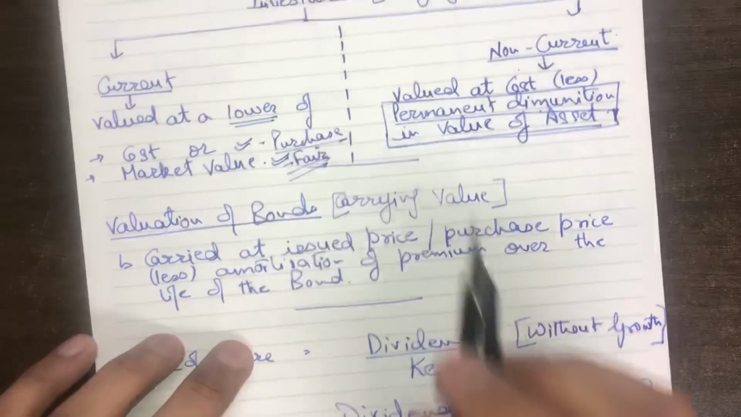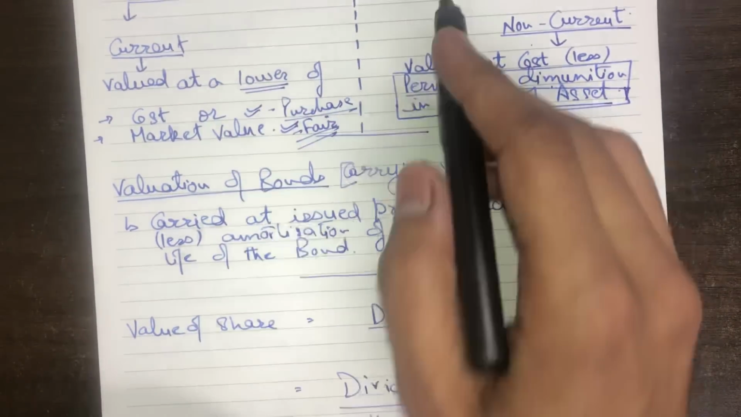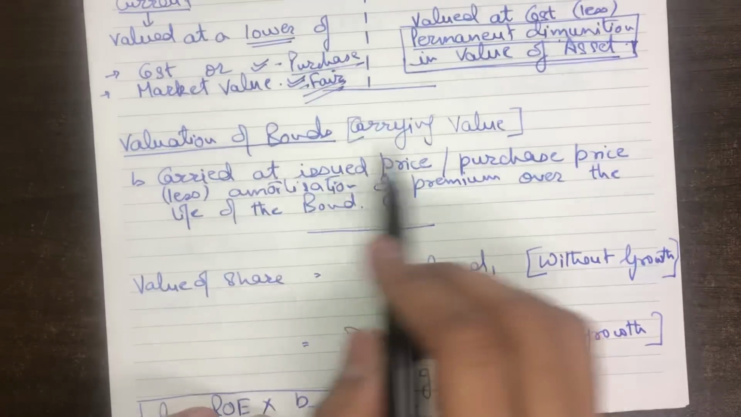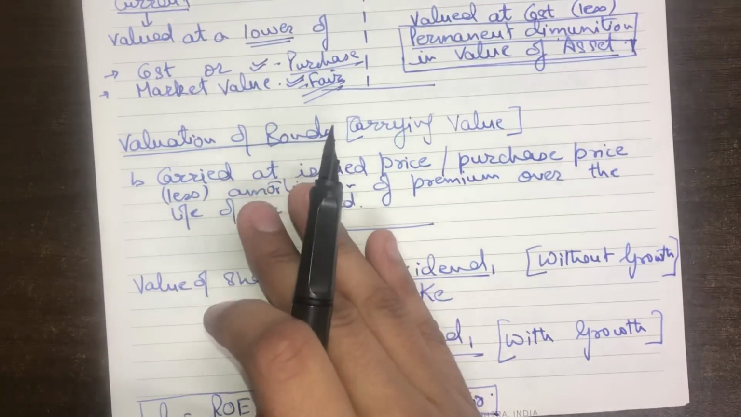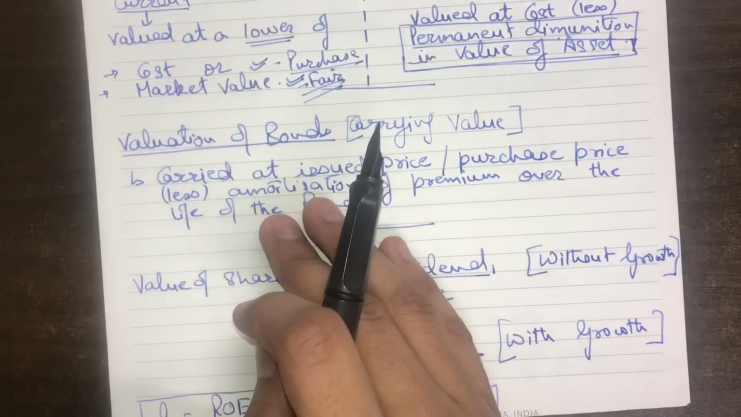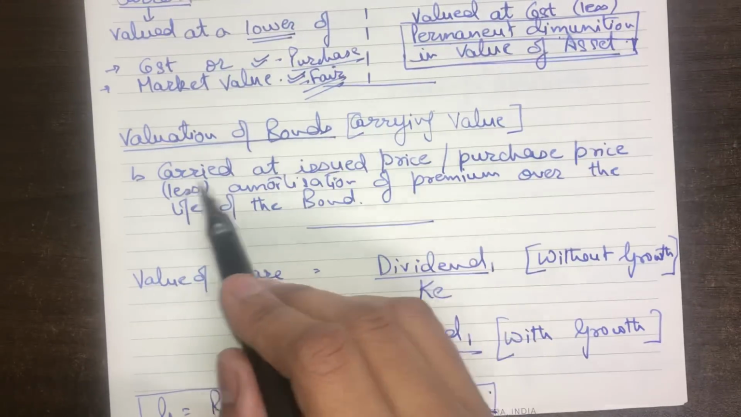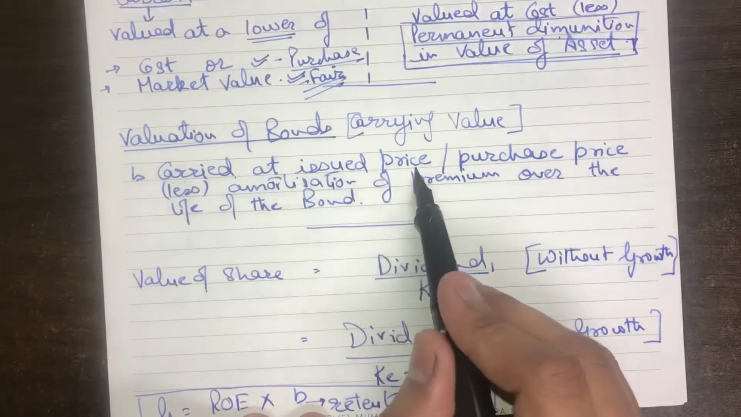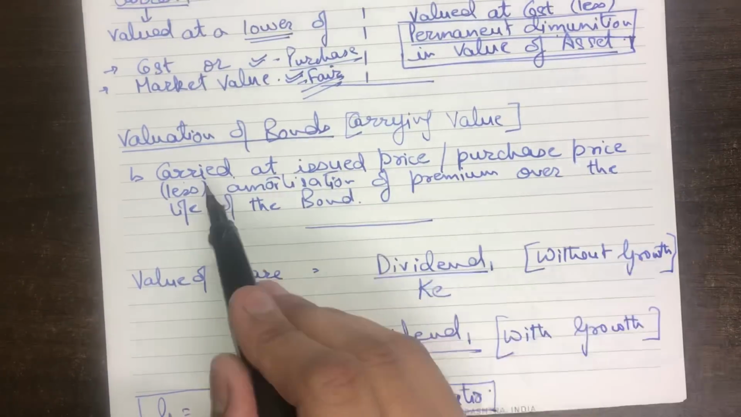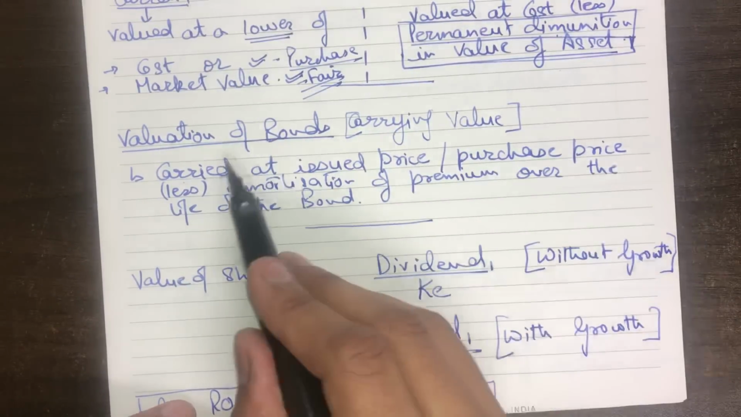So this is the principle of valuation of securities, which primarily includes shares. Next is the carrying amount or value of bonds. What are bonds? Bonds are fixed interest instruments which give you a fixed amount of return at the year end, which is the interest. And the bonds are to be carried at issue price or purchase price.